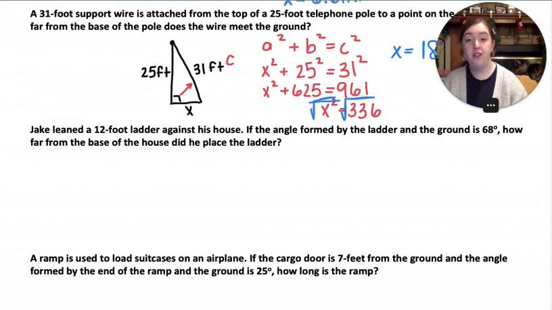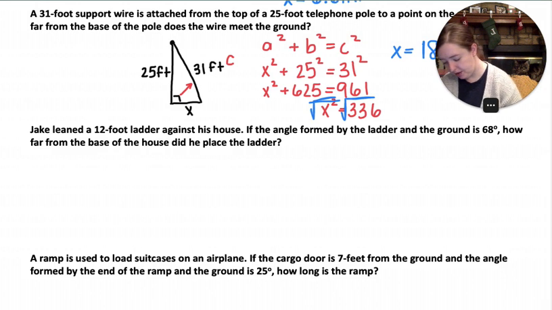Jake leaned a 12-foot ladder against his house. The angle formed by the ladder and the ground is 68 degrees. How far from the base of the house did he place the ladder?